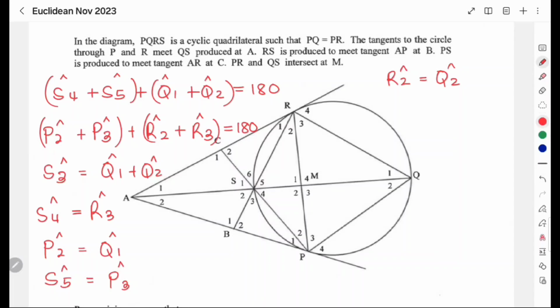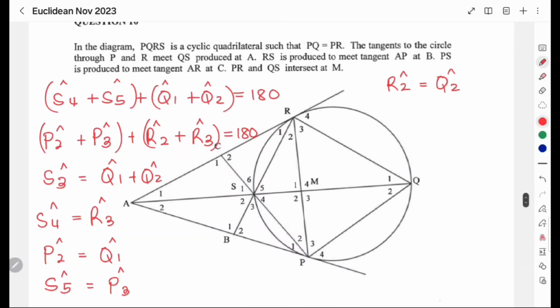The question further states that PQ is equal to PR. So this is PR, this is PQ. If these two sides are equal, it then means that the angles opposite these sides, meaning R3 and Q1 and Q2, would also be equal. So we can state R3 is equal to Q1 and Q2, angles opposite equal sides.